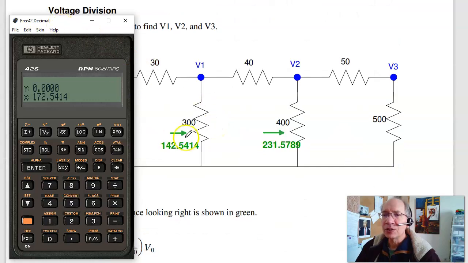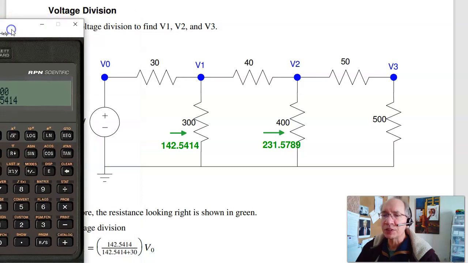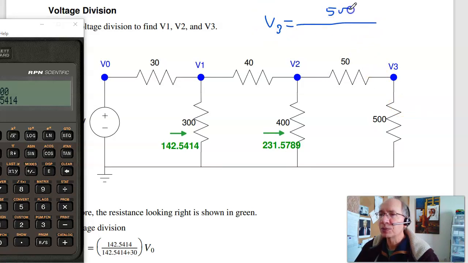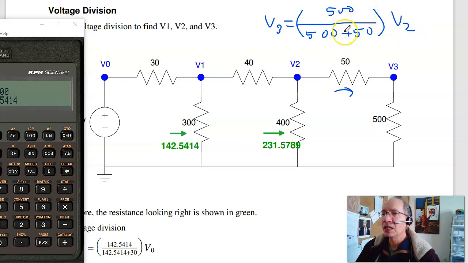Okay, so those two numbers I kind of saved. Now find V1, V2, V3 by voltage division. What voltage division does is, if I know the voltage of V2, I can find V3. V3 is what I'm measuring, 500 ohms, over the total, 500 plus 50, times V2. And where that comes from: if I take V2 divided by 550, I get the current. Current times resistance is voltage, so take that answer times 500, or rearrange slightly. It's this percentage of V2. But I don't know V2.